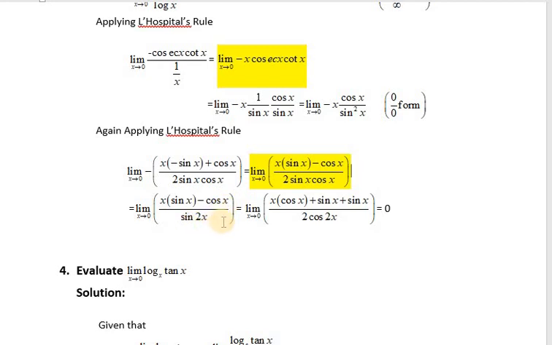Again it is 0 by 0 form. So apply the L'Hopital's rule once again here, that is x sin x derivative is x cos x plus sin x, and minus cos x derivative is plus sin x, by sin 2x derivative is 2 cos 2x. Now apply the limit, so you will get 0.